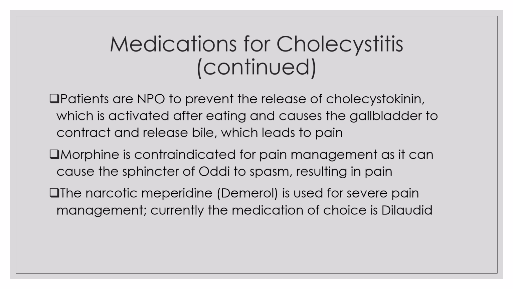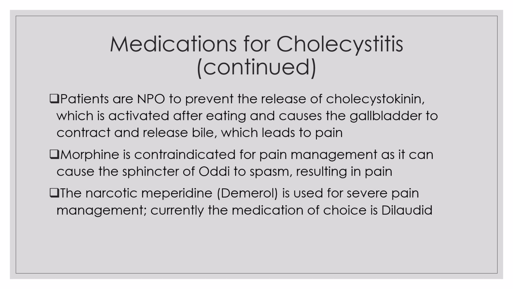So patients are going to be NPO to prevent the release of cholecystokinin, as we said, which is activated after eating and then will cause the gallbladder to contract and then release bile. And it is this release of bile that gives us the pain. Morphine is contraindicated for pain management as it can cause the sphincter of Oddi to spasm, resulting in pain. So this is what happens.